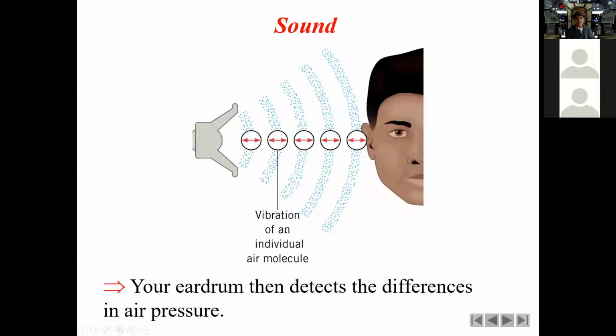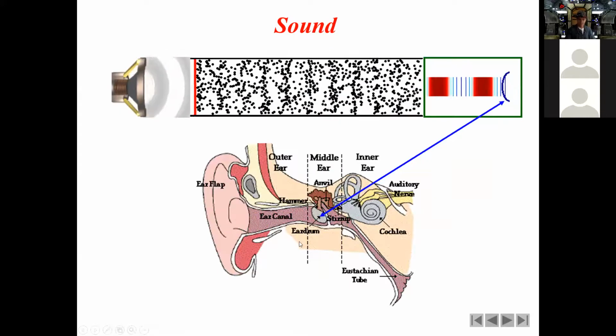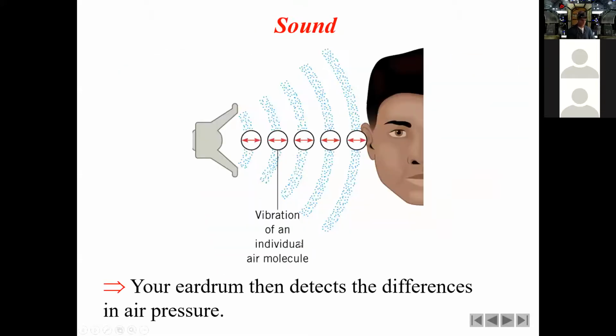Let's not worry about that. But once it hits your ear, if there's a difference in pressure on one side of your eardrum than the other, there's going to be a force pushing your eardrum towards the higher pressure region. So this might be a speaker, which is oscillating back and forth, which causes these air molecules to oscillate back and forth. And this pressure wave then gets to your ear.